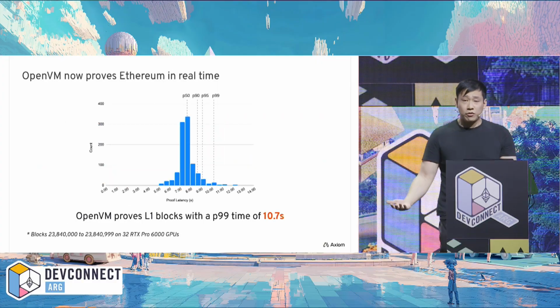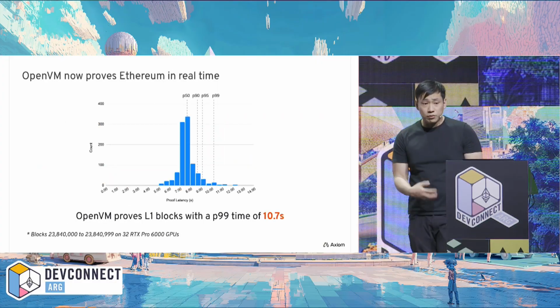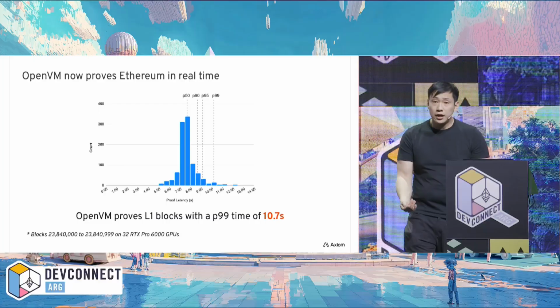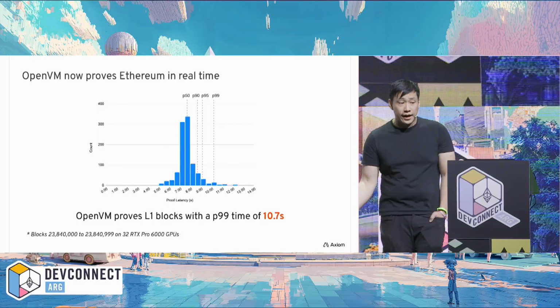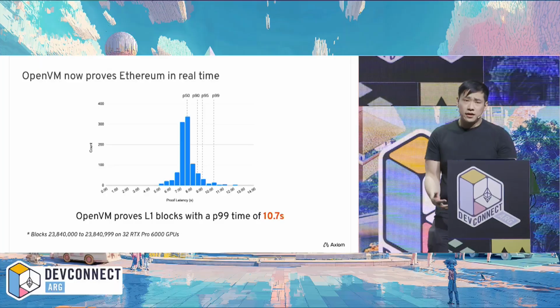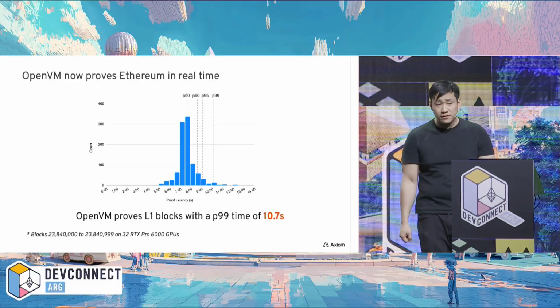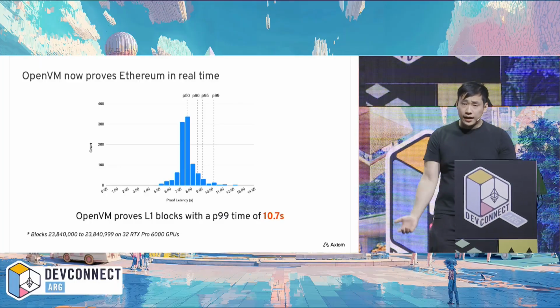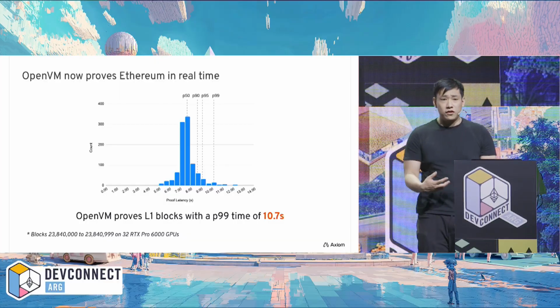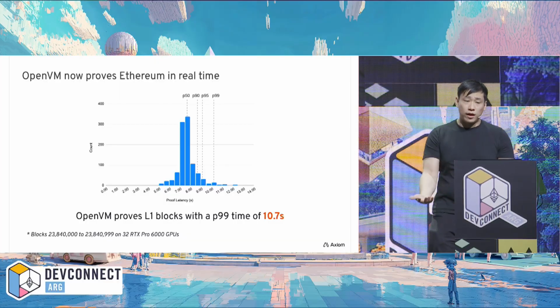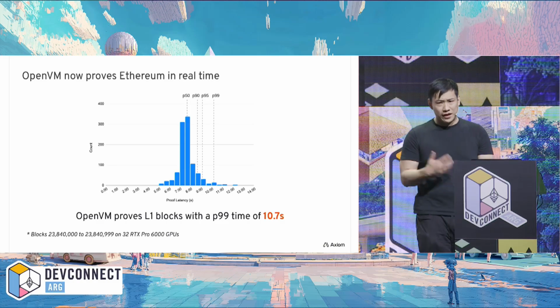As everyone saw in the demo, we're now able to prove Ethereum in real time on 32 GPUs. In this histogram, you can see that our P50 latency is around 7.7 seconds, and we have a P99 latency of a little over 10 seconds. This is on a range of 1,000 recent L1 blocks from, I believe, yesterday.